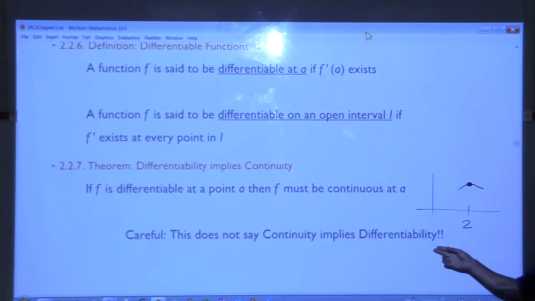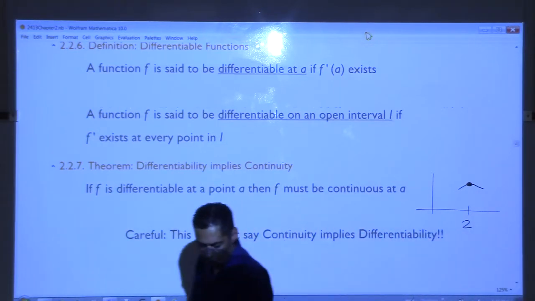I tell you, be careful. It does not say it the other way around. Just because you're continuous doesn't mean that you are differentiable. Can someone give me an example of a function that would be continuous, that you can draw without picking up your pencil, but would fail to be differentiable?